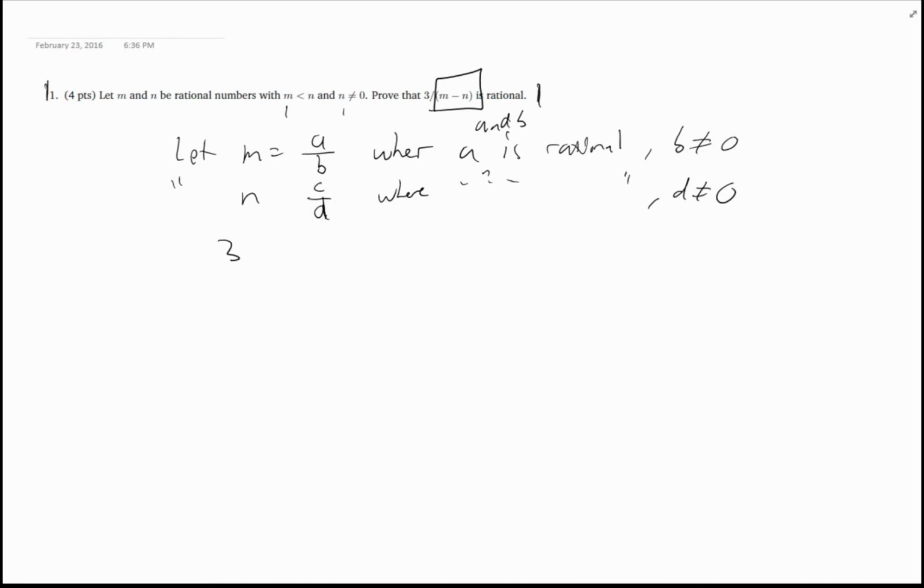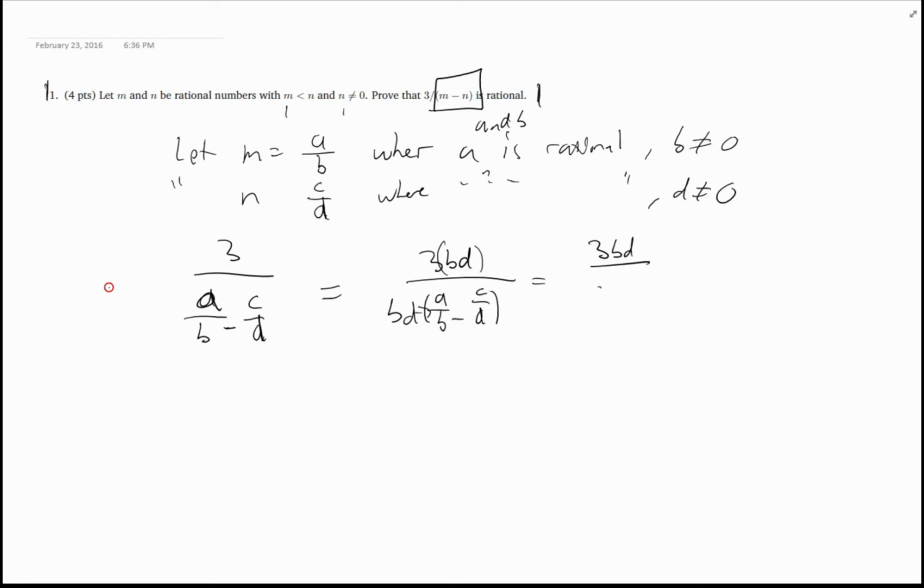So you have 3 divided by a over b, subtract c over d. And then you want to get a common denominator. So you just make that 3bd over bd. And if you multiply this through, I believe you get ad minus cb. Alright. And now this is pretty much the solution. We just have one more step.